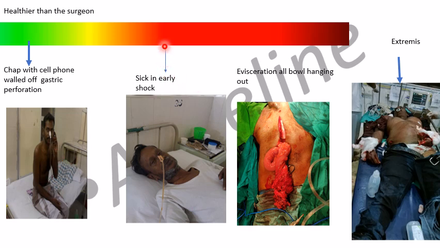Or they can be sick and in early shock. Or you can have the bowel hanging out, coming to the accident and emergency. Or you might have patients in extremis. This is beyond red. This is almost in cardiac arrest, not even almost. It is already in cardiac arrest. And you can see the bowel eviscerated out.